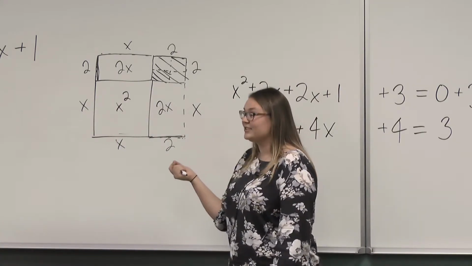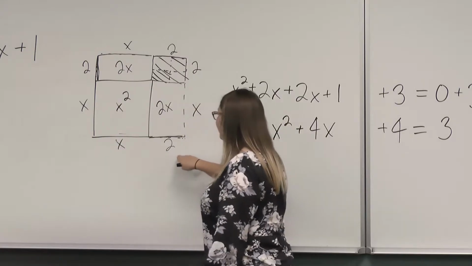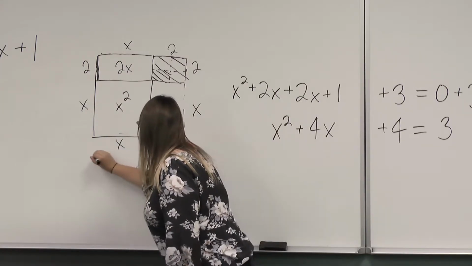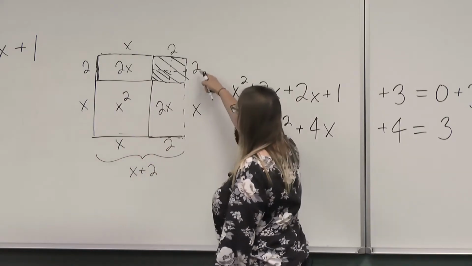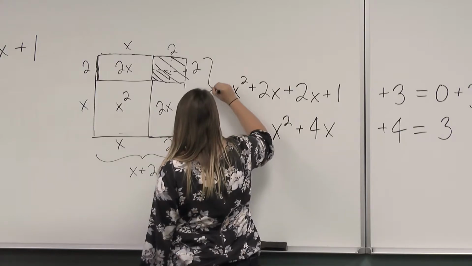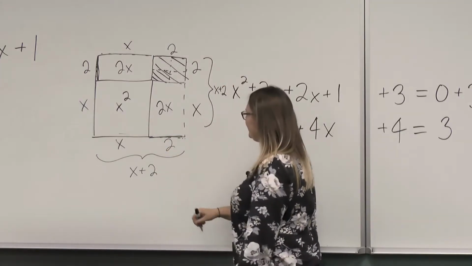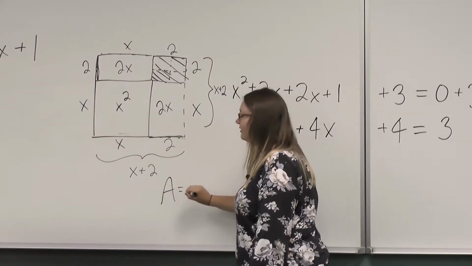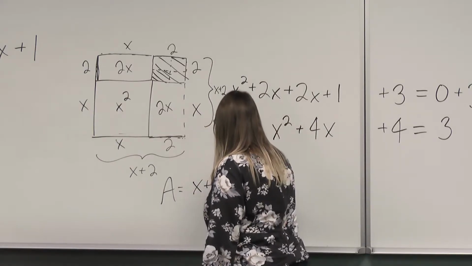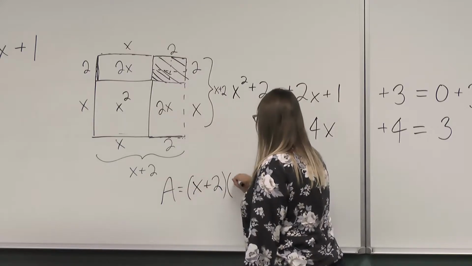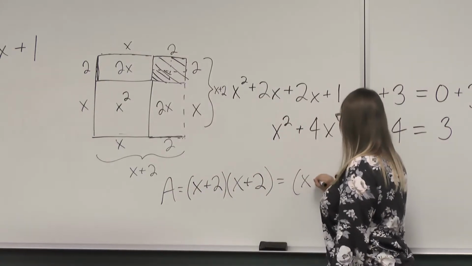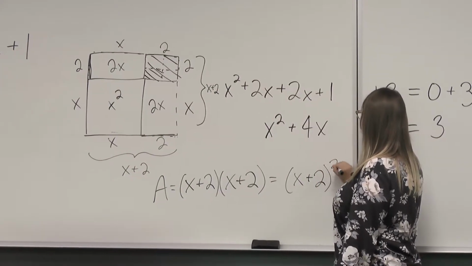What would the area of our side be? So what's this length right here? Perfect. And then what's this side length here? Perfect. So then our area is x plus 2 squared. So x plus 2 times x plus 2, x plus 2 quantity squared.